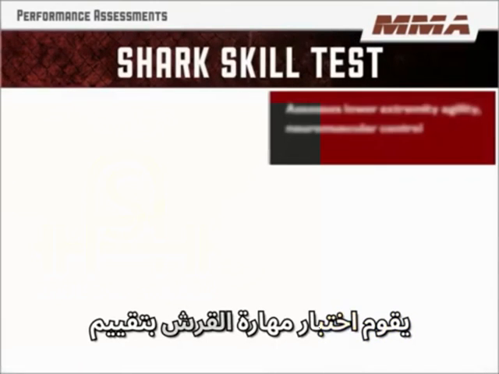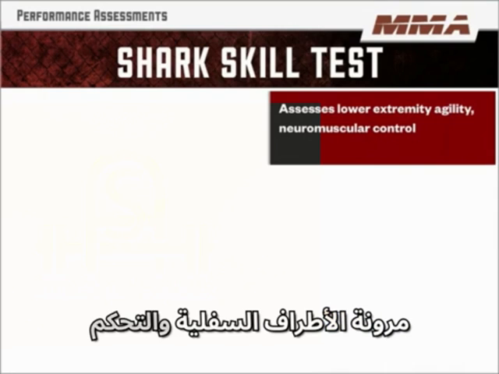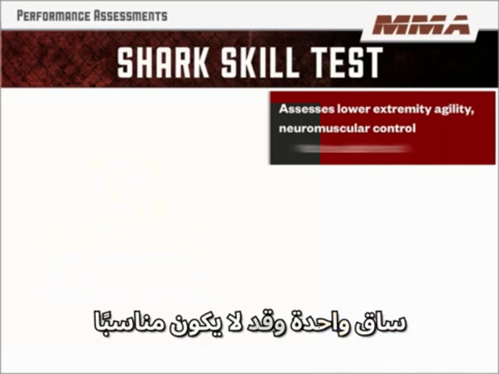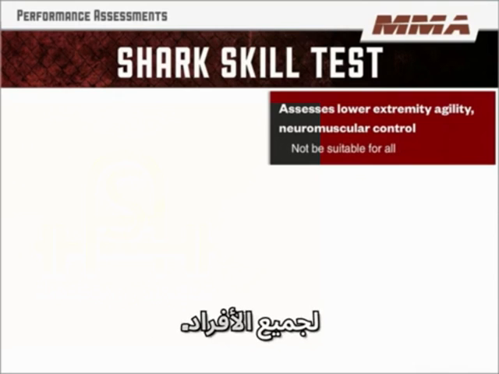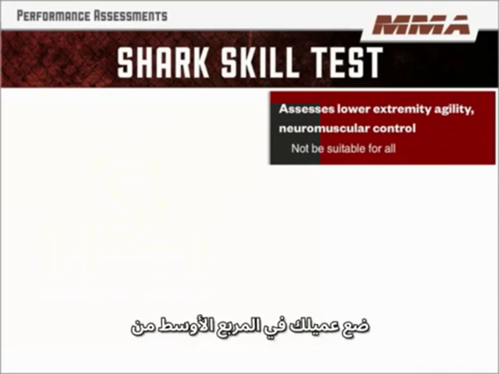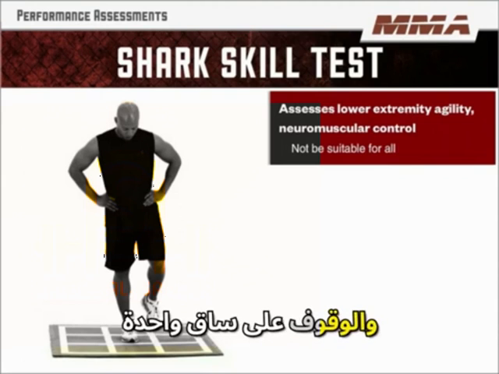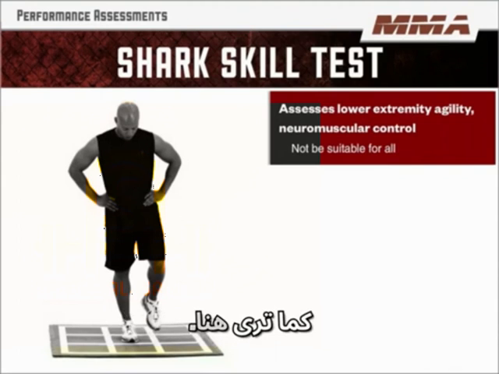The Shark Skill test assesses lower extremity agility and neuromuscular control. It's a progression from the single leg squat test and may not be suitable for all individuals. To perform the Shark Skill test, position your client in the center box of a grid with his hands on his hips and standing on one leg like you see here.